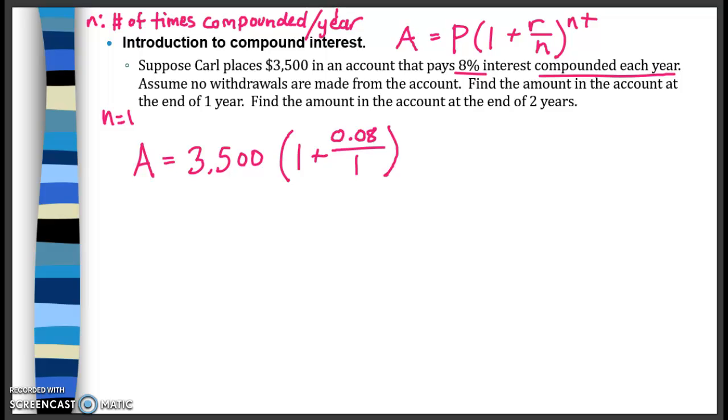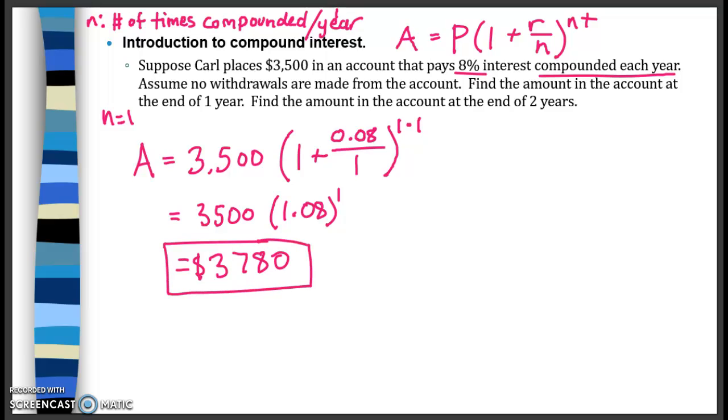And then we have the exponent N, which is 1, times T, which is 1. So N times T is 1 times 1. And we get 3,500 times 1.08 raised to the 1 power. So just 1.08. When we plug this in, we'll get the amount in this account after year 1 is $3,780. Okay, so we earned some money, $280.